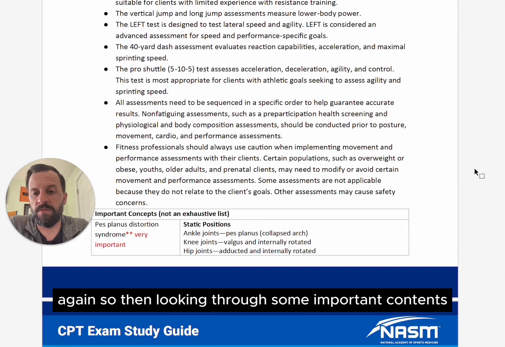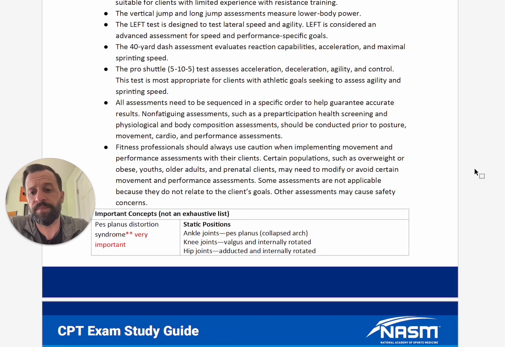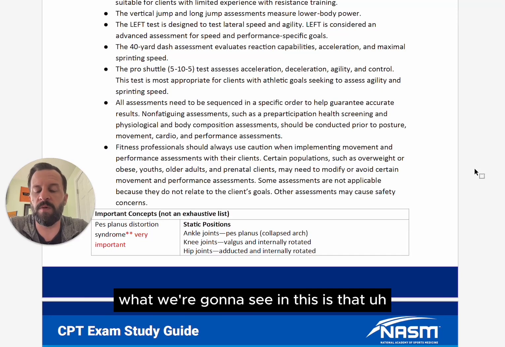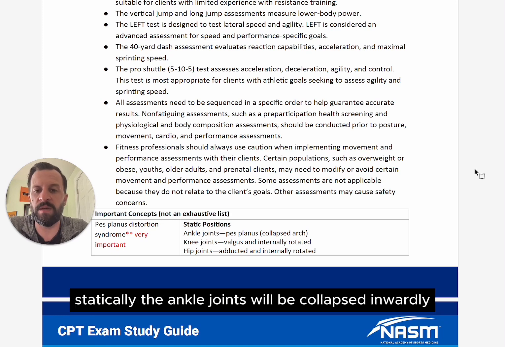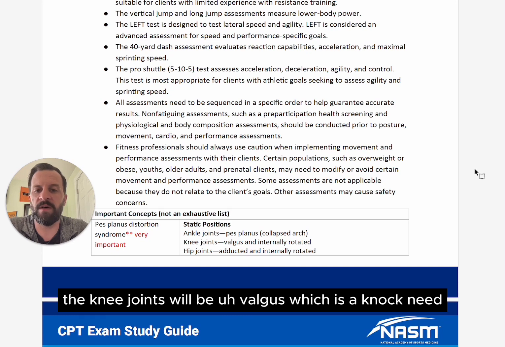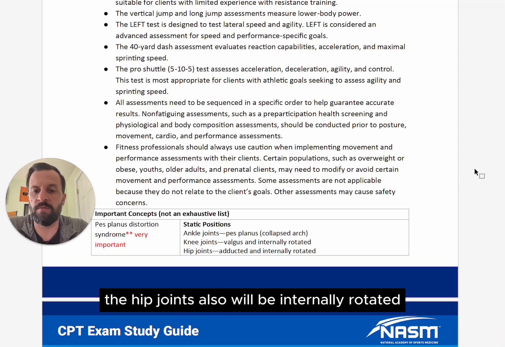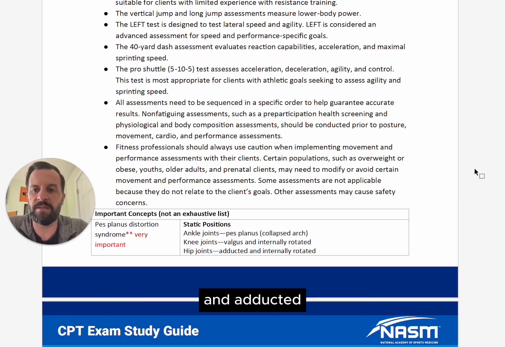Again, looking through some important concepts, we talked about the pes planus distortion syndrome. What we're going to see in this is that statically the ankle joints will be collapsed inwardly. The knee joints will be valgus, which is knock-kneed and internally rotated. And then the hip joints also will be internally rotated and adducted.